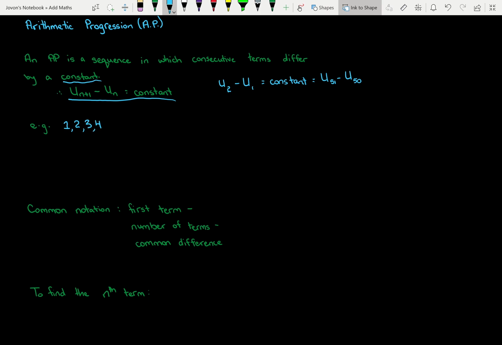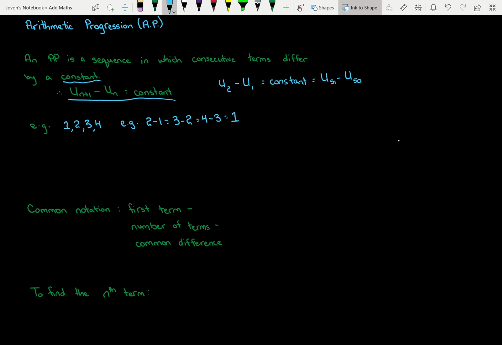Now to determine if it is an AP, all we simply do is take a term and subtract the term before it. Example, to show this, 2 minus 1 should be equal to 3 minus 2, which should be equal to 4 minus 3, which is equal to 1. So they all differ by a constant term.